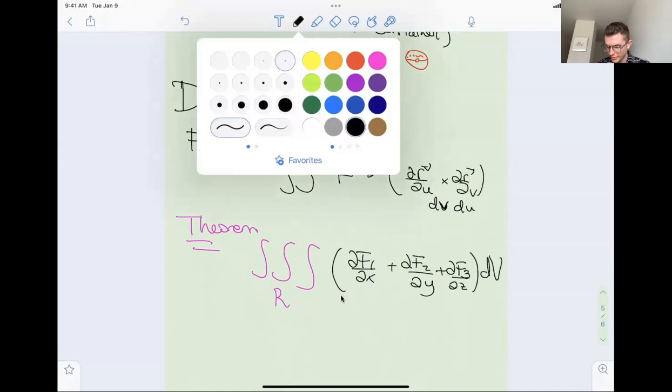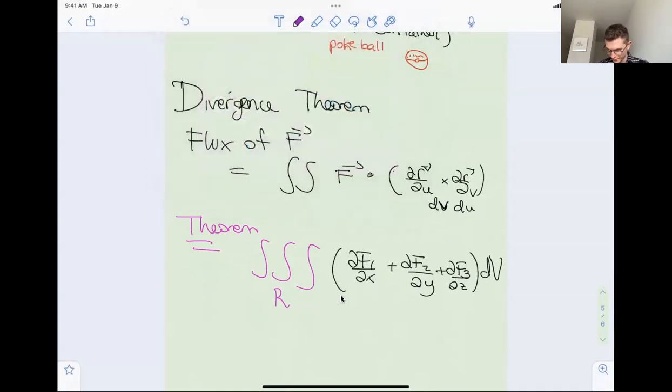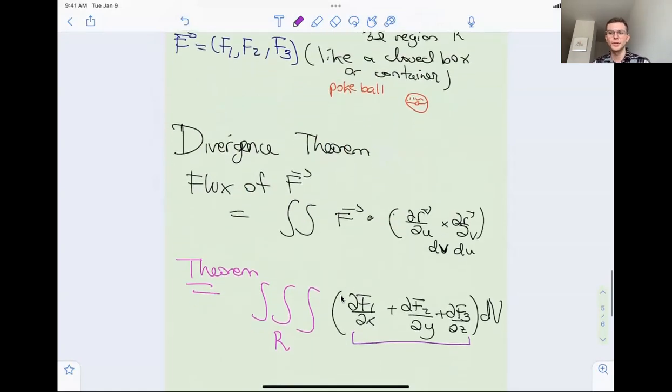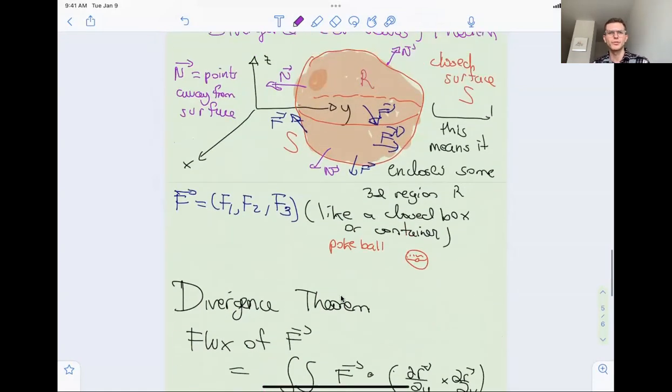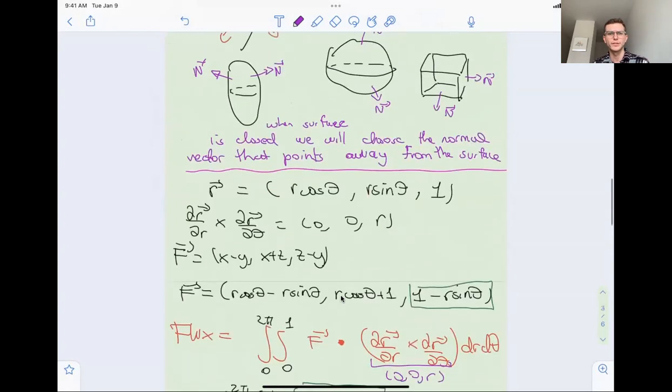And this will be called the divergence. It goes from a surface to now we're doing it over this region R, which is the volume, because it encloses something. The idea is that you can replace, for example, I drew some cases of closed surfaces here, right?